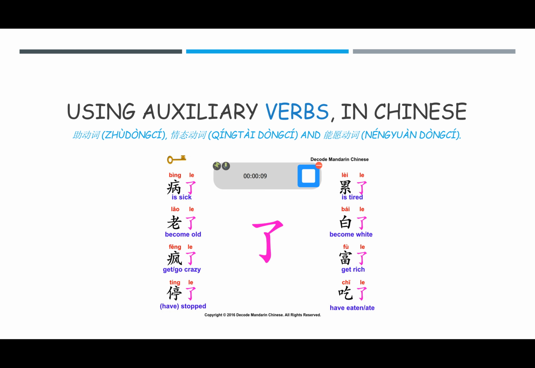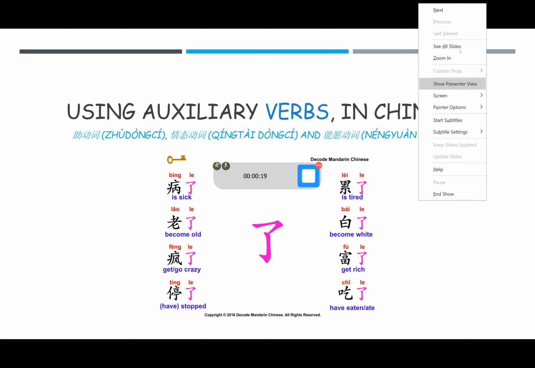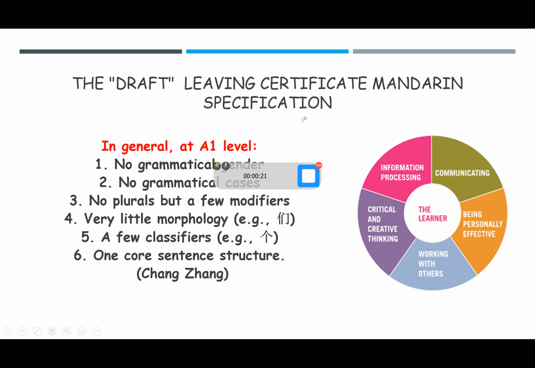This lesson grew out of a conversation which we had earlier in today's second year Chinese class. I thought it'd be useful for us to examine some of the most commonly used auxiliary phrases in Chinese. I suppose it's relevant in the Irish educational context because when you look at the draft Leaving Cert specifications for Mandarin Chinese, it helps us to understand the requirements for the beginner learner of the language.